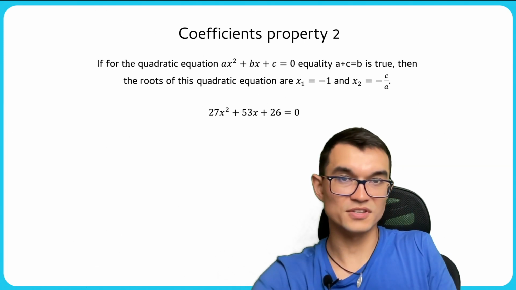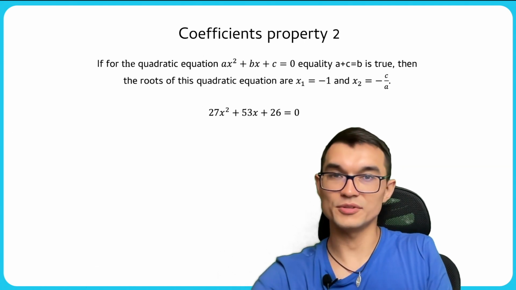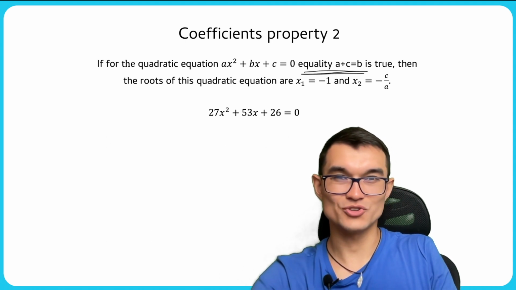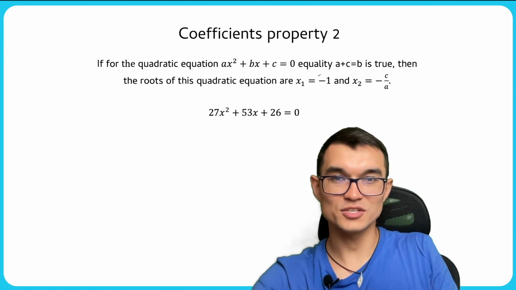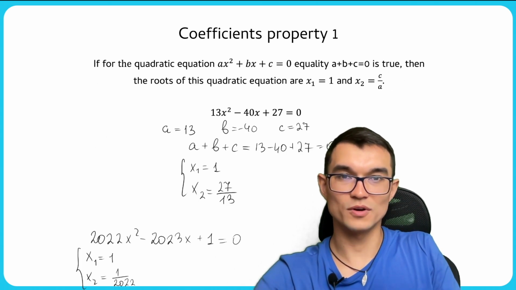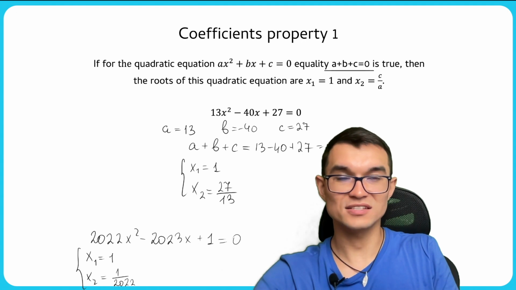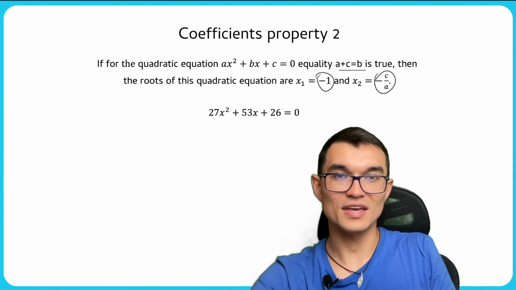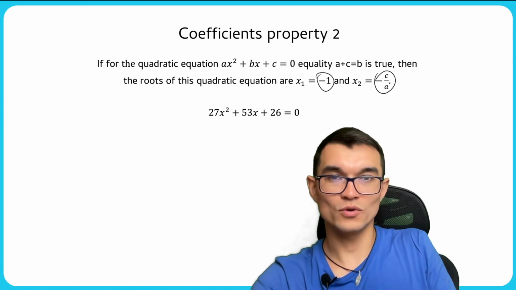Let's move on to property number 2, which looks very similar. If for the quadratic equation equality a plus c equals b is true, then the roots are minus 1 and minus c over a. Notice the difference between these two properties. In property 1, we had a sum of coefficients which was equal to 0. And in property 2, we have a plus c equals b. Or in other words, a minus b plus c equals 0.